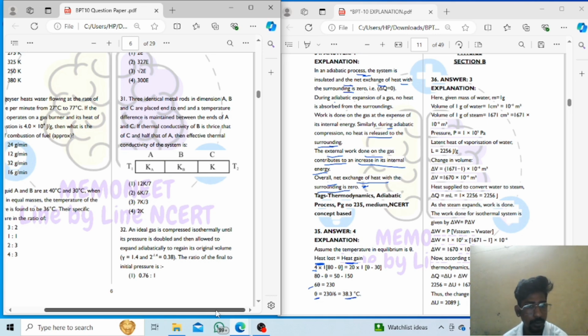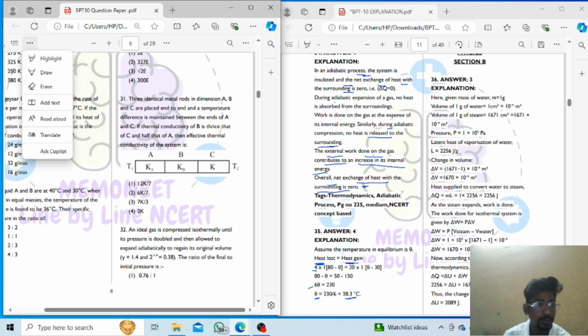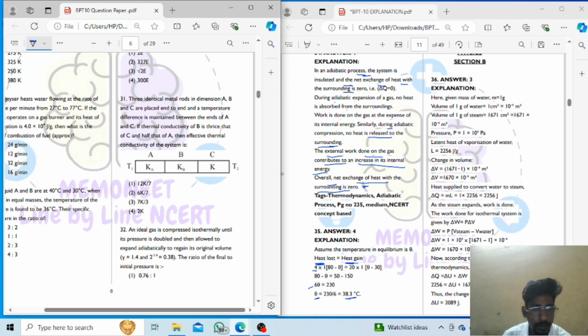Question number 31: three identical rods in dimension A, B and C are placed end to end, and a temperature difference is maintained between the ends A and C, T1 and T2. The thermal conductivity of B is thrice that of C. That means KB equals 3K, and KB equals KA by 2, so KA equals 2KB, which means 6K.